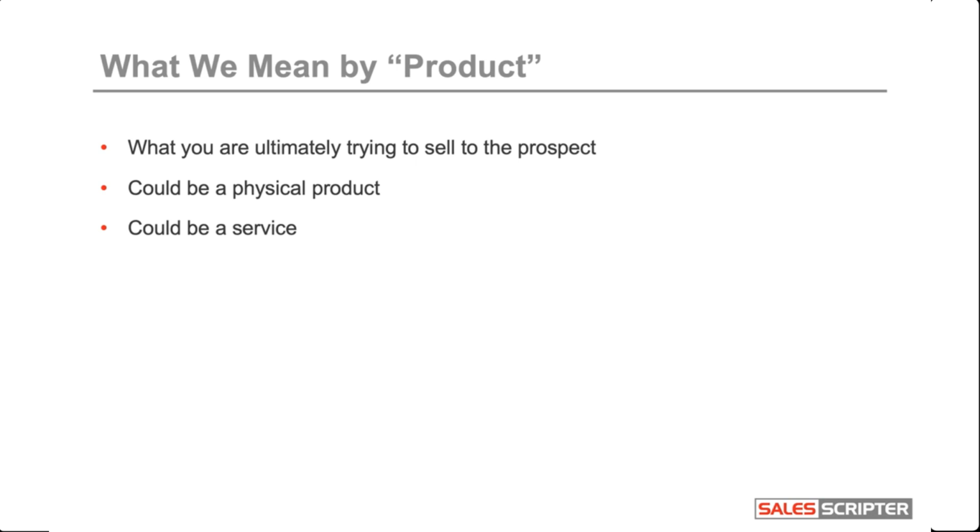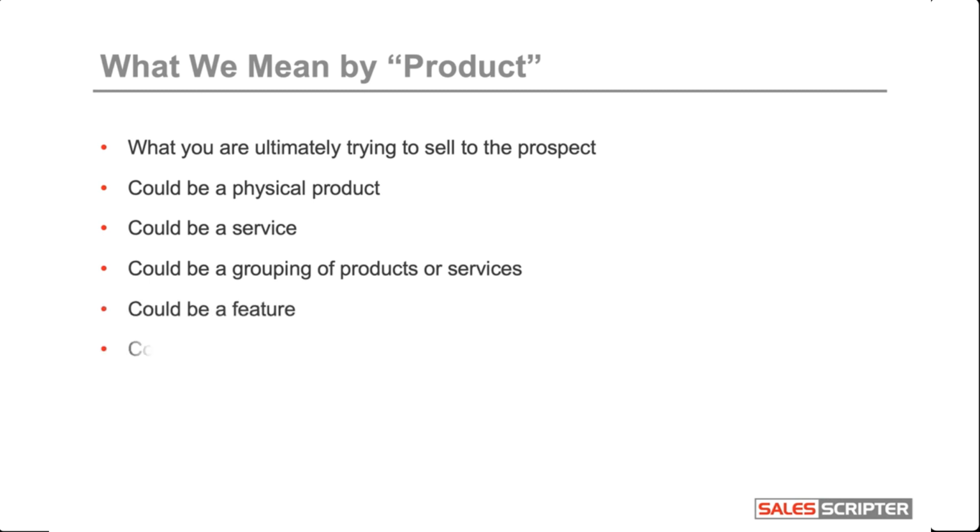In fact, the smart sales methodology might actually work better when selling a service, because a service is sometimes not tangible. It's something you don't see or feel like you do a product. So sometimes it can be hard to sell a service, and the smart sales system actually fits really well in that particular area. But this could also apply to a grouping of products or services, or a feature, or you could also be just trying to sell an event.